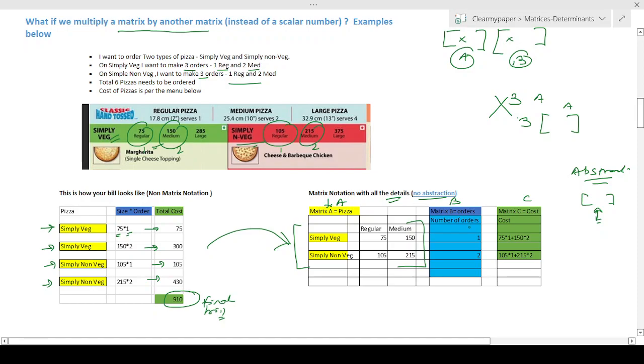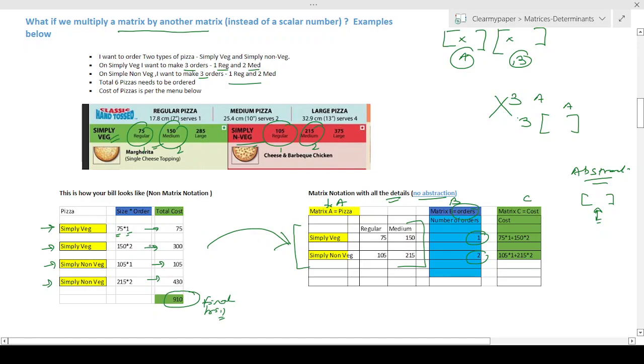Matrix B is all about the orders, right? How many orders I'm going to put. I just have 2 orders. So there are some dishes which is regular, I'm going to make 1 order, and there are medium where I'm going to make 2 orders. Let's assume that that's matrix B, which is all about orders, right? And matrix C is the cost portion of that, right?